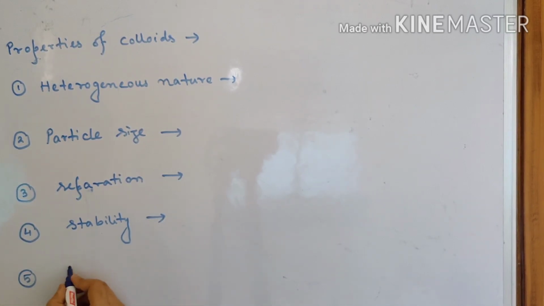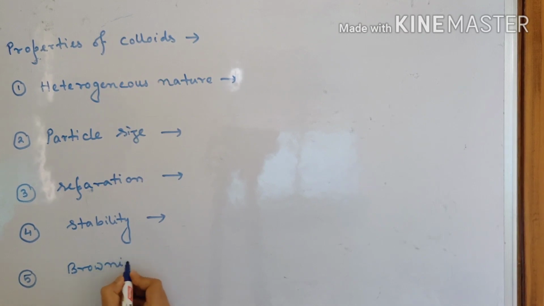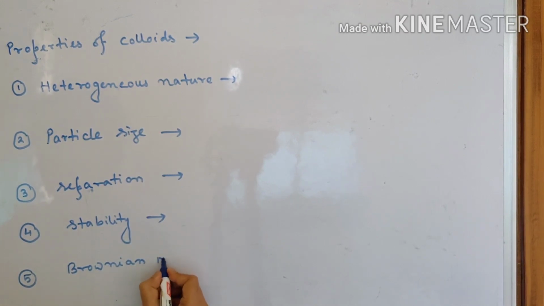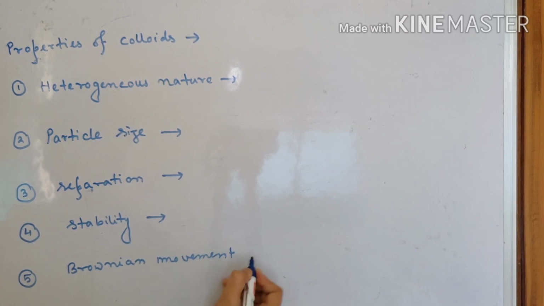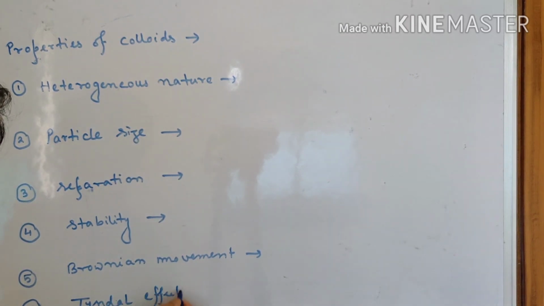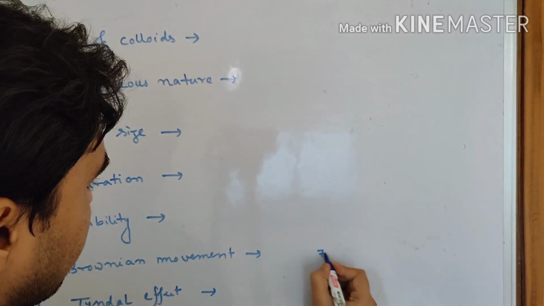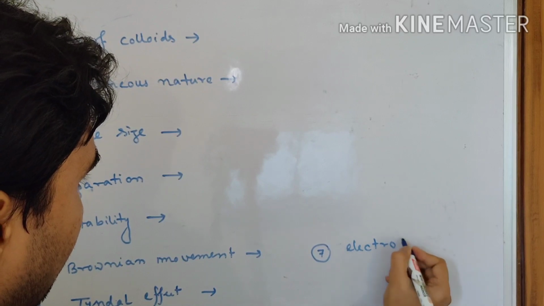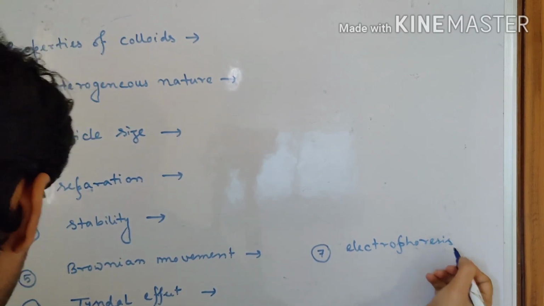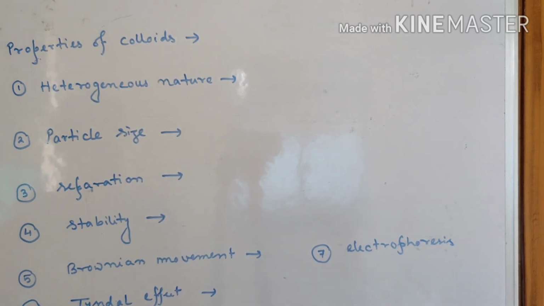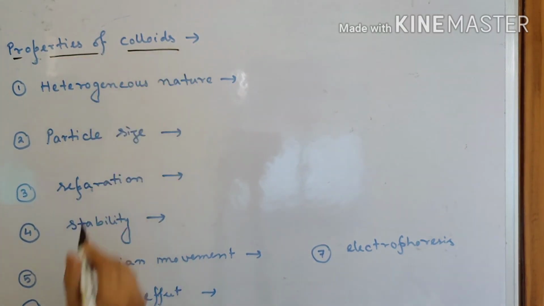Fifth one is Brownian movement, and last, along with the Brownian movement, there is another one called the Tyndall effect, and there is another term called electrophoresis. So these are all the important properties of the colloids. Now let us talk about them one by one. These two are very, very important regarding the exams.